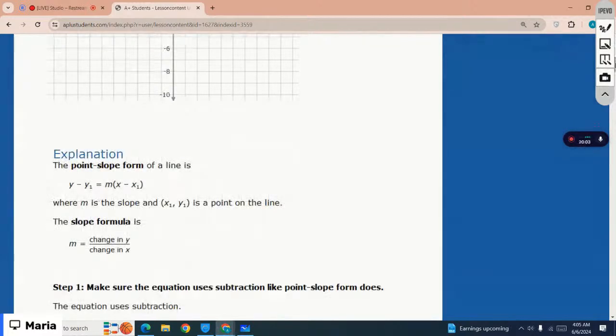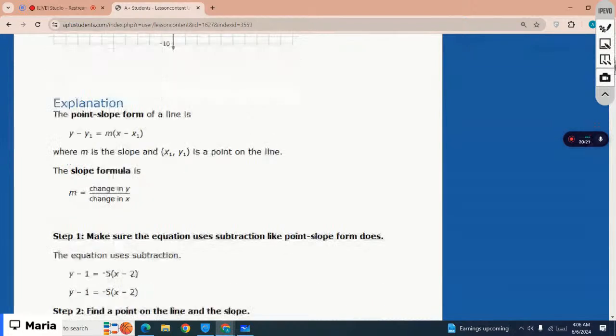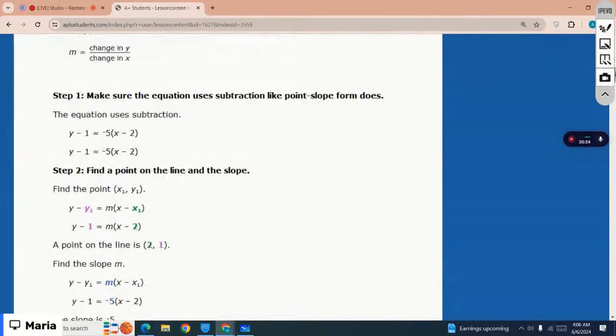The point slope form of a line is y minus y1 equals m times x minus x1, right? And the formula is m equals change in y divided by change in x. So you have to compare the equations, right? Then the point x1, y1 is 2 and 1, right? And the slope is -5.